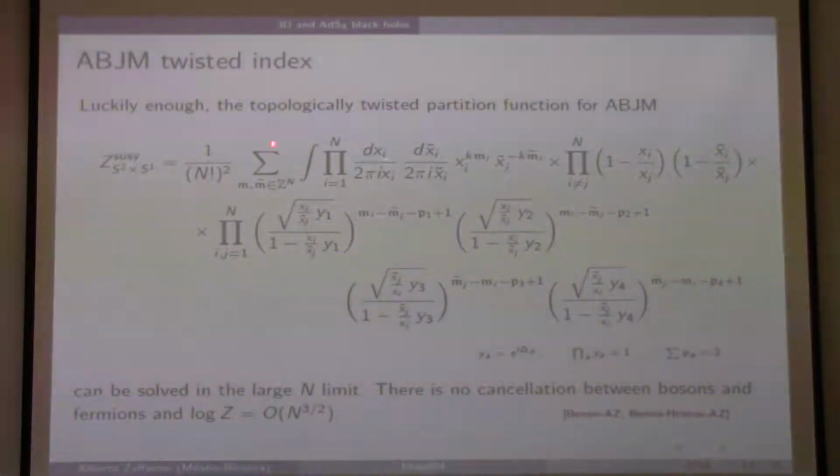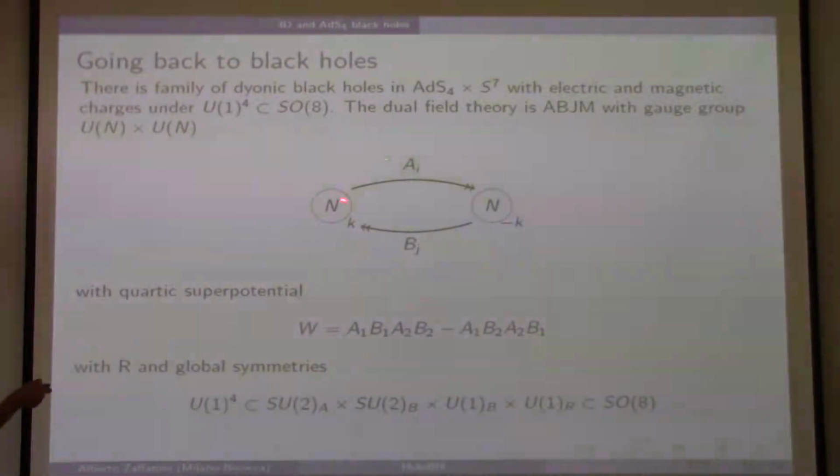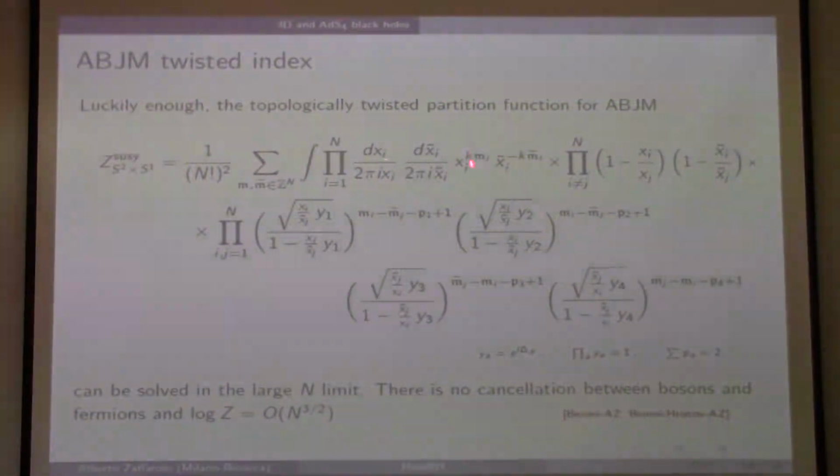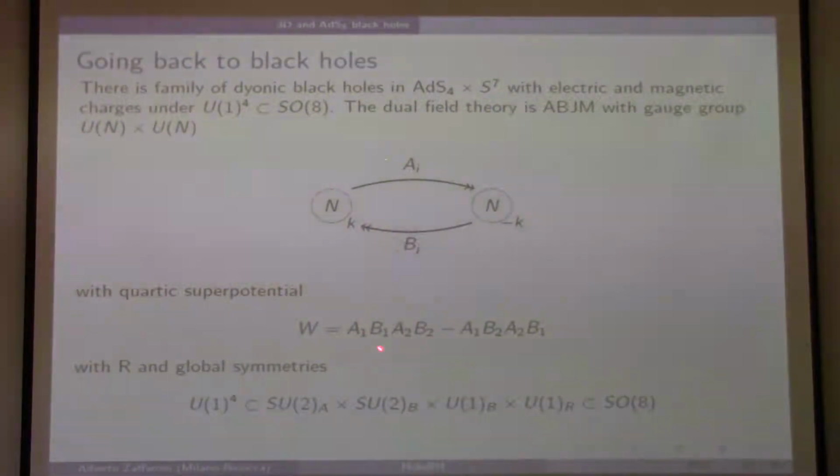So you have this sum over two vectors in Z^N, m and m tilde, which are the magnetic fluxes. Then you integrate over Cartan-valued variables for each of the gauge groups. So say that x refers to this one and x tilde refers to this one. Then you put the classical action, which is Chern-Simons only. You put the Vandermonde for both gauge groups. And these here are essentially four factors that are the contributions of the four chiral fields that you have.